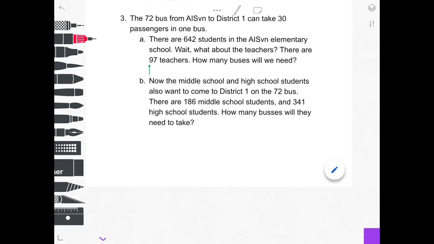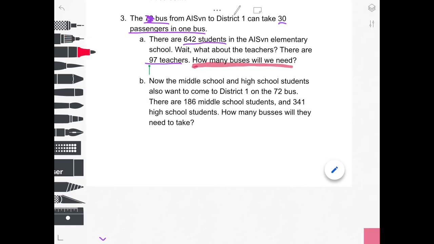All right, so for your work today, the 72 bus from AIS to District 1 can take 30 passengers in one bus. The 72 bus is the name of the bus, so I don't need to worry about this number 72. It can take 30 passengers in one bus. There are 642 students in AISVN Elementary School. Wait, what about the teachers? There are 97 teachers. How many buses will we need?